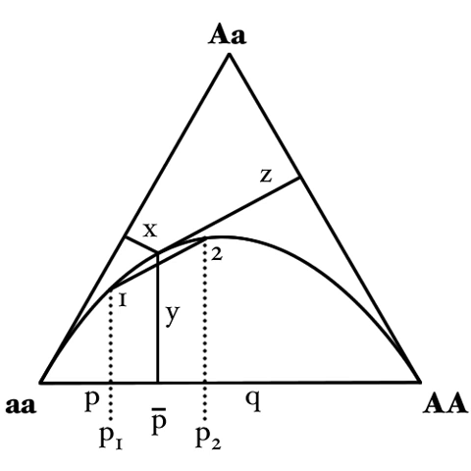Applications. The Hardy-Weinberg principle may be applied in two ways: either a population is assumed to be in Hardy-Weinberg proportions, in which case the genotype frequencies can be calculated, or if the genotype frequencies of all three genotypes are known, they can be tested for deviations that are statistically significant.